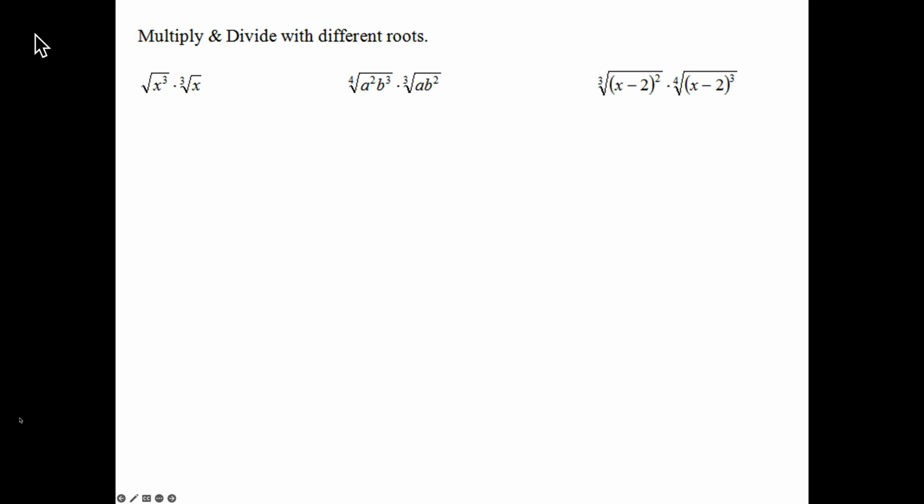Right, next we're going to look at multiplying and dividing roots that have different roots. So we're going to come up with a technique such that we can multiply a square root to a cube root. What we're going to do is convert our radicals into fractional exponents, and then we'll convert it back.